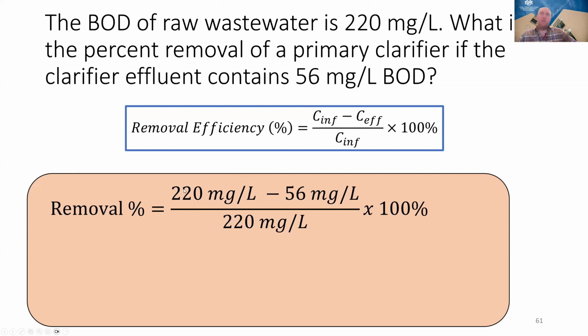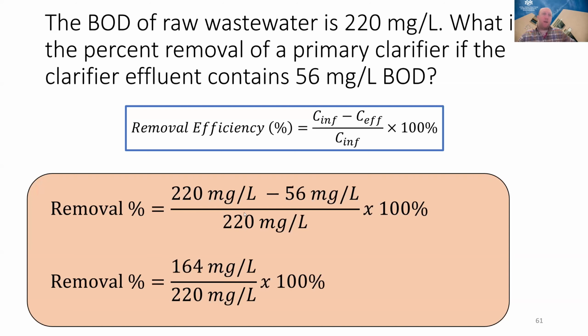So it's the influent. So it starts out at 220 milligrams per liter. So that's our concentration going into our plant. Minus the effluent, which is 56 milligrams per liter. And then we're going to divide all of that by the influent, which is 220 milligrams per liter. Okay, and so we need to do our order of operations here, of course. The top of our equation we can think of as being in parentheses, divided by the denominator. So we want to subtract those out. And so that leaves us with 164 milligrams per liter divided by 220.